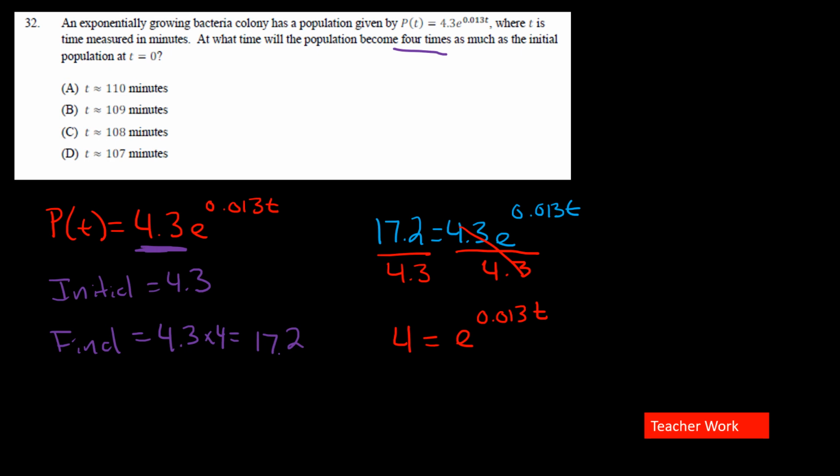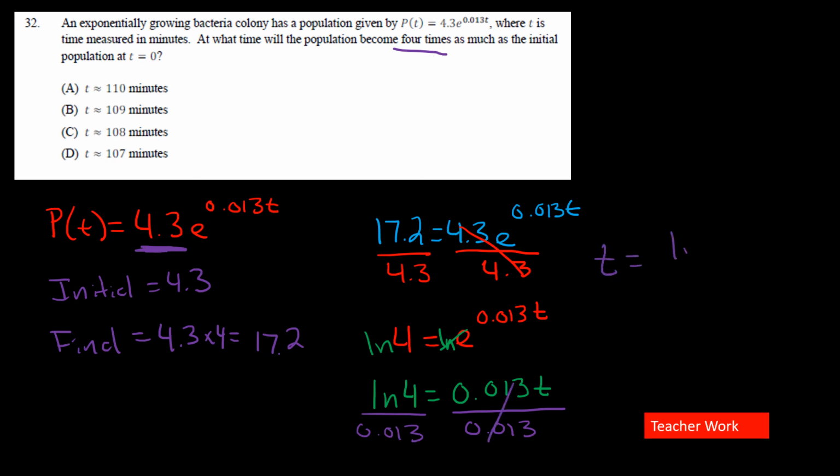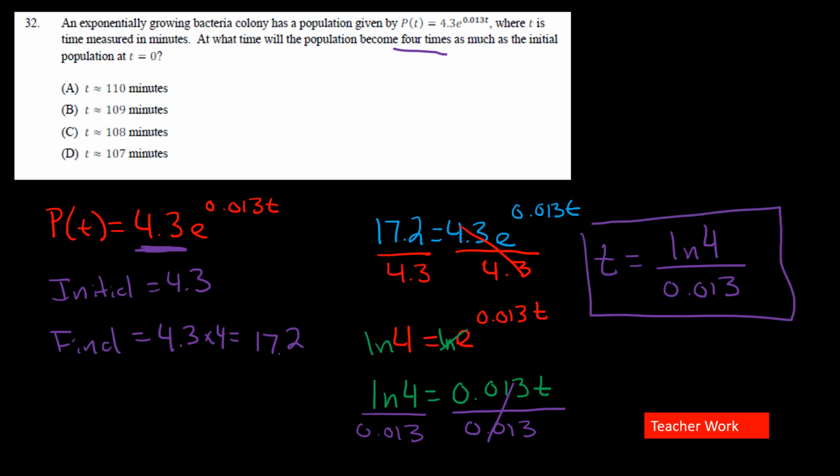I want to bring down this exponent, and I also want to get rid of that e. So we have to use the inverse operation of e, which we've already discussed in this video, is ln. ln of e, these will simplify out. So we get the ln of 4 equals 0.013 t. I don't have t by itself yet. I need to divide both sides by 0.013. 0.013 simplifies out. So I get t equals the ln of 4 over 0.013. And this is our answer in time for minutes.